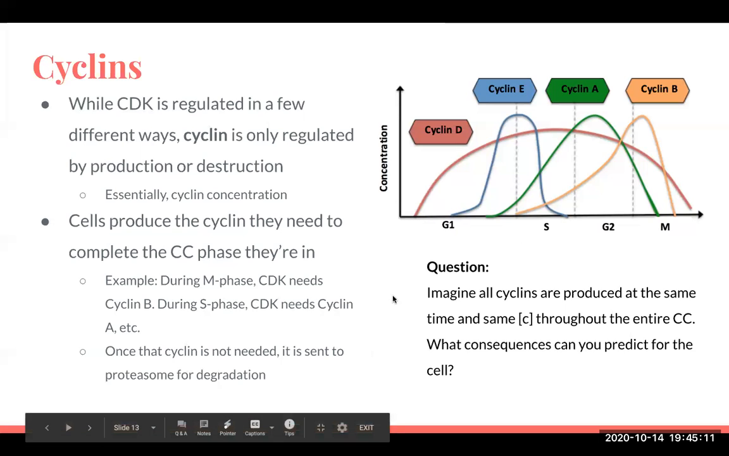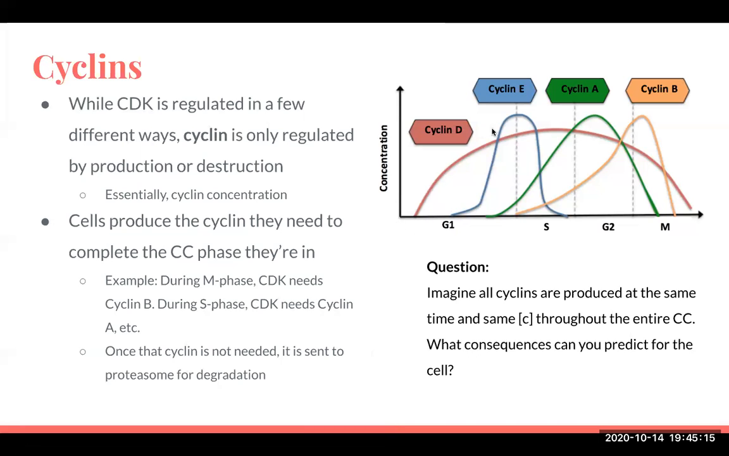Okay, so I have a question for you. Why couldn't all of the cyclins be produced at the same time for the entire duration of the cell cycle at the same concentration? For instance, why aren't cyclin D, E, A, and B all made at once and last for the entire cell cycle? What ideas or problems do you see with this situation?